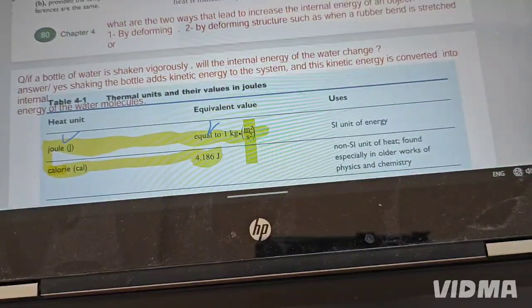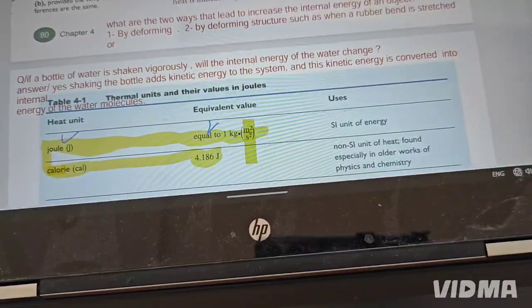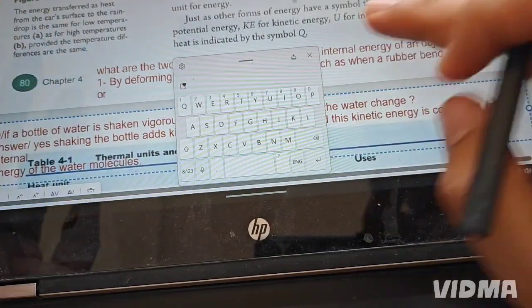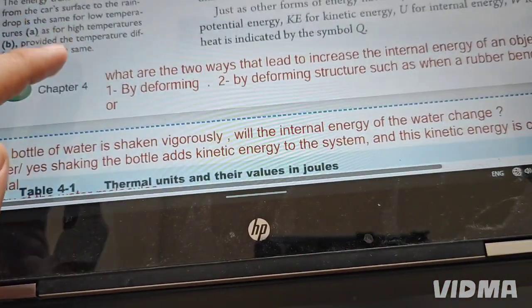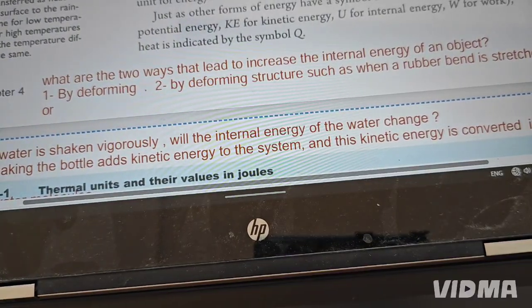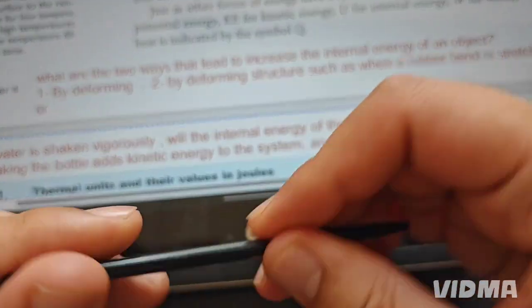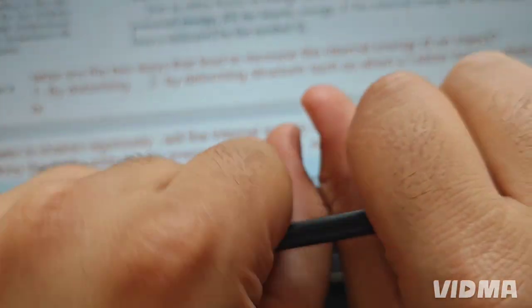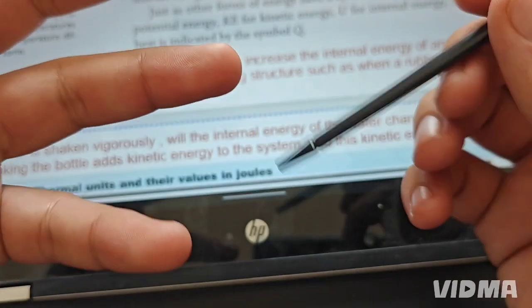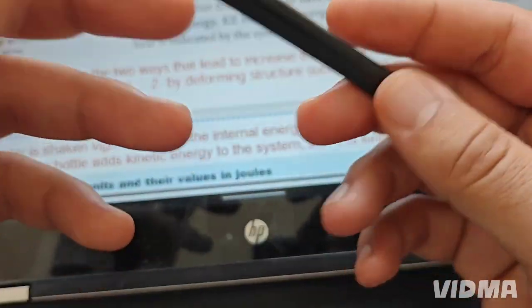So now we have some techniques for how we can increase the internal energy of an object. First of all, by deforming. By deforming, for example, we have this pen. If I apply a lot of force on it, a lot of pressure, maybe this pen is going to break, right?